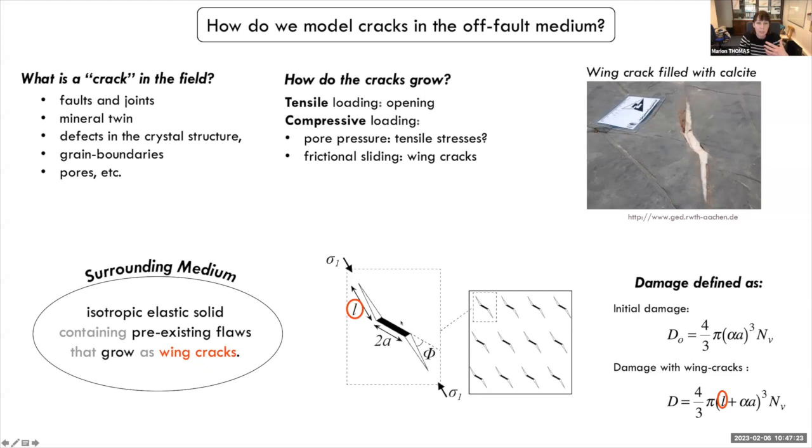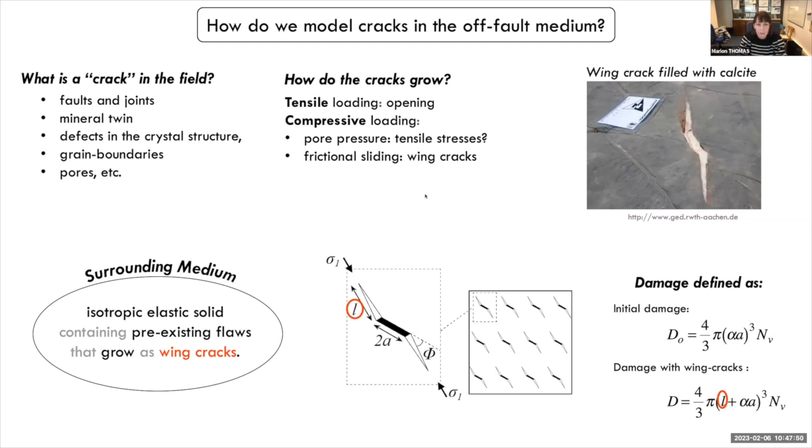And we can grow cracks. They will grow by creating those wing cracks parallel to sigma 1. And that's how you're going to define this new value of D. I forgot to mention, but here alpha is just the cosine of phi, and phi is the orientation of those pre-existing cracks or defects with respect to sigma 1.